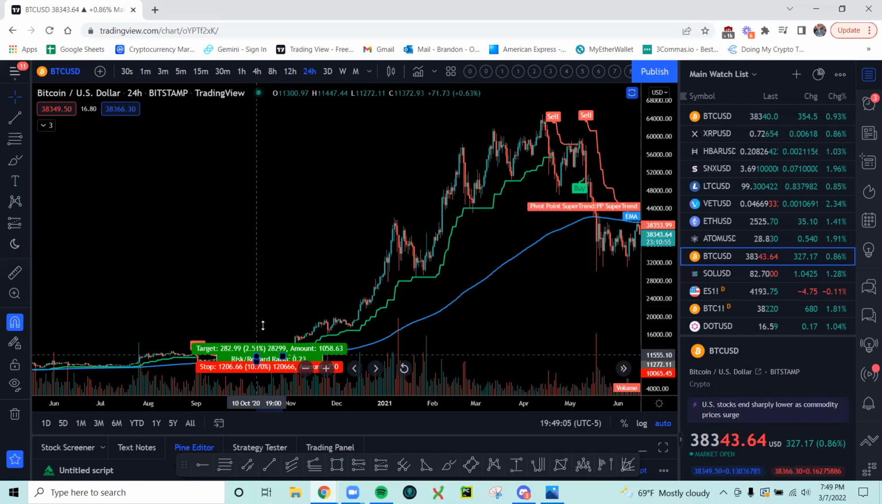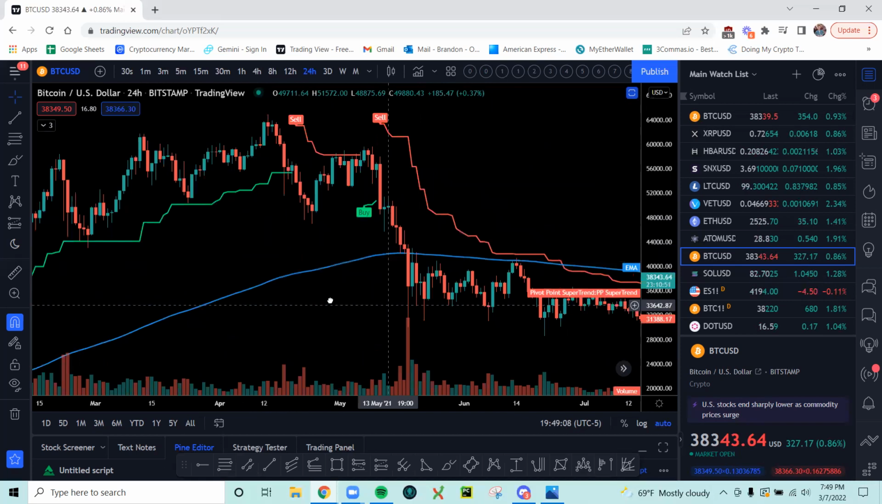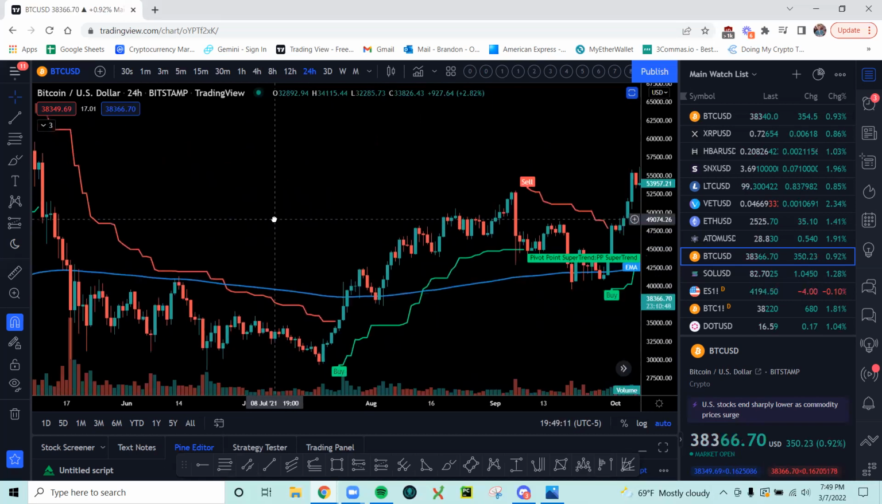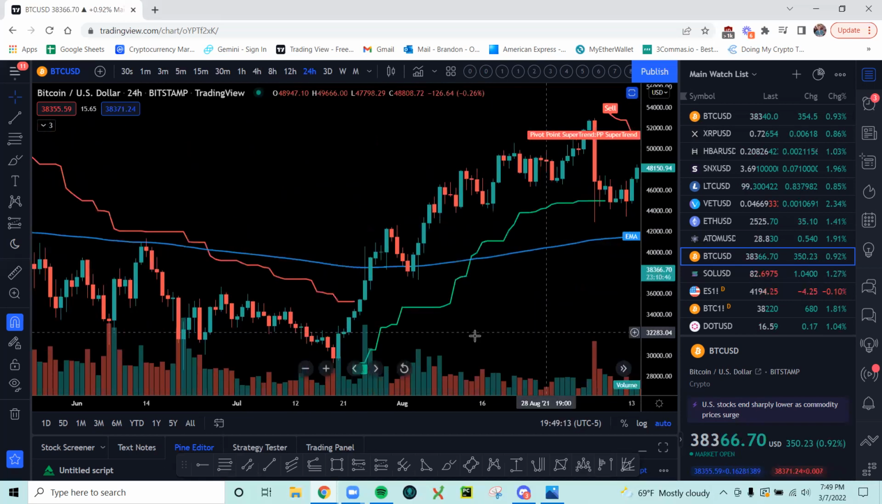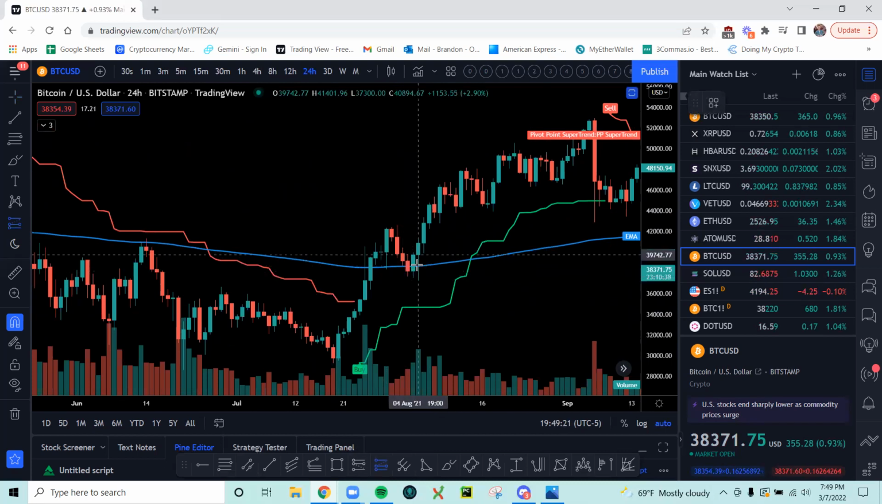So that loss down there would have actually not been as crazy. Let's see. So you would have gotten in here as well. Although at this point in time price wasn't above the 200 EMA, you could have seen and gotten in on the retest here. But let's just have an example.